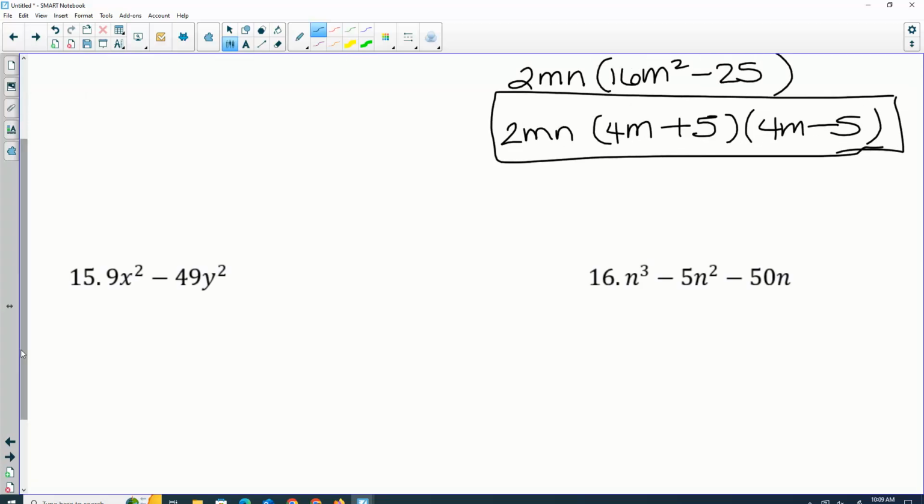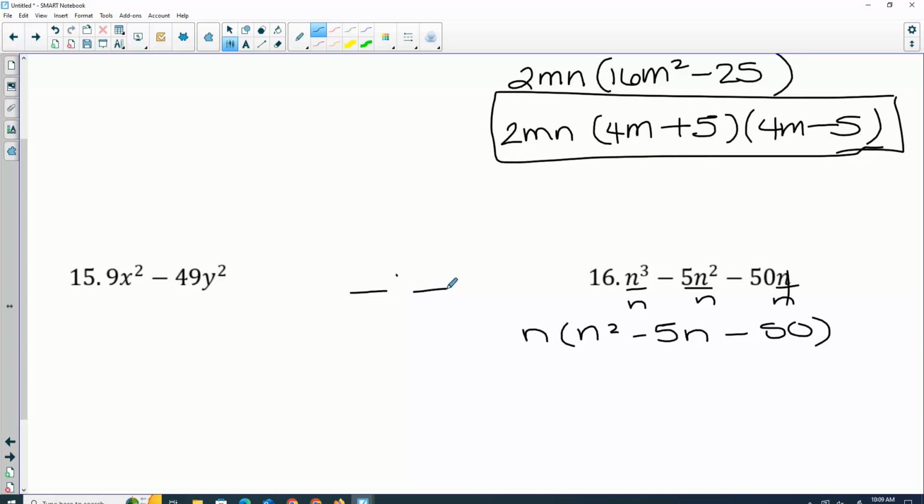Number 16. What do we need to look for first? Greatest common factor, every problem. Check if there's greatest common factor. In this case, we don't have a number, but they all have n's, so we can take an n out. So you had 3, you took 1 out, so 2 left. 5 n squared divided by n is n. 50n divided by n is 50.